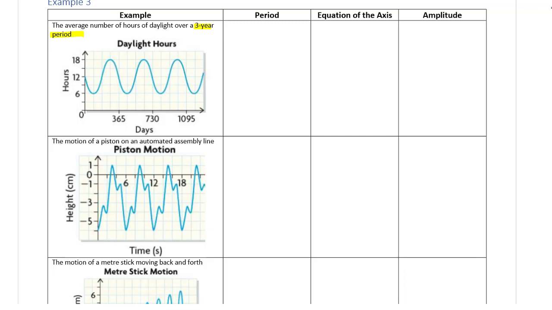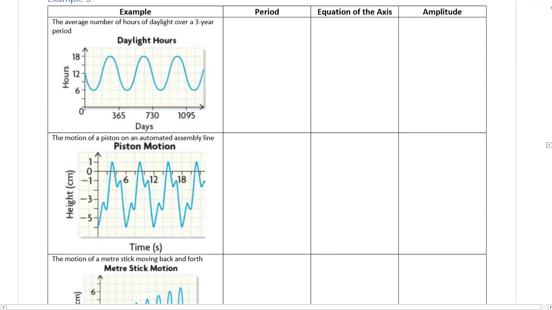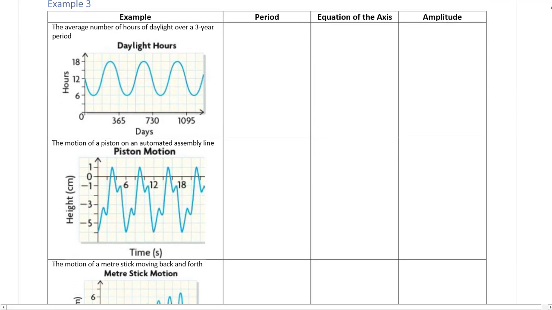So over 3 years. Now, 3-year period can be confusing because the word period, we think of time. When we talk about the period of this, that's only 1 year. So 1 year, we would cut it off right here at 365 days. There's one period. So the period of this would be 365 days for one cycle.